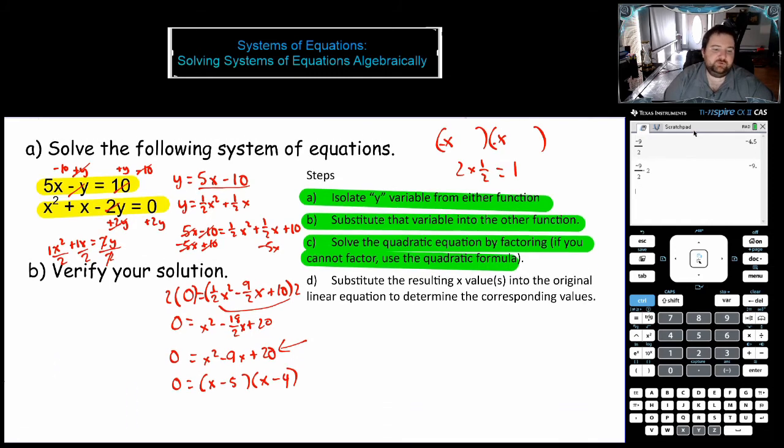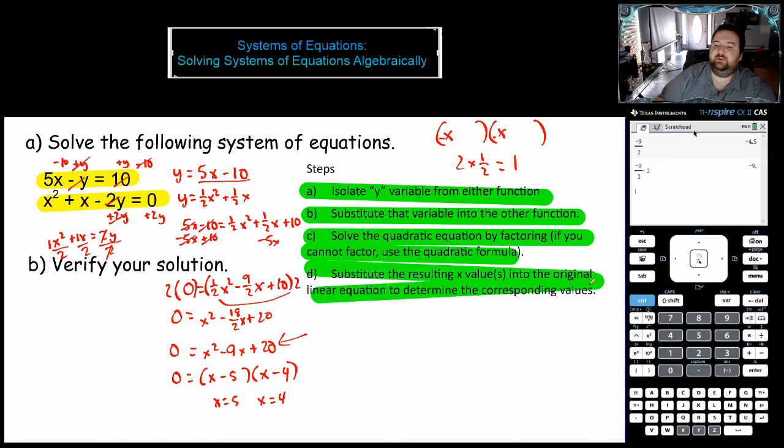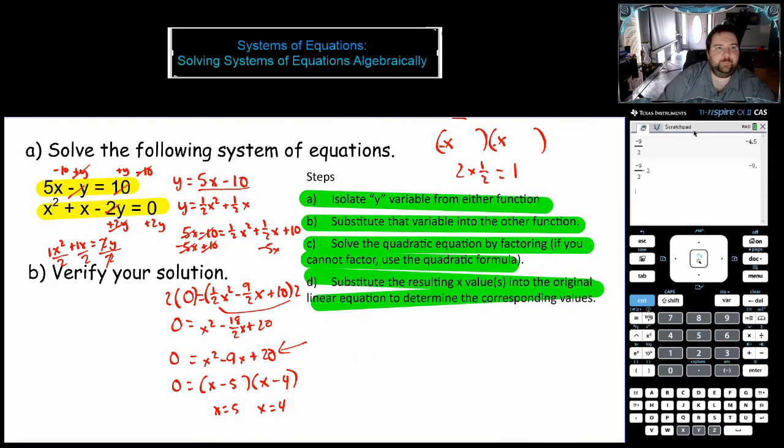And now I have my solutions. X equals 5 and x equals 4. There we go. Last step. Substitute those into the original linear equation to determine the corresponding values. Okay, this is kind of the easy step, right? We're going to find our first point, P1, and that's going to happen when you substitute it in.